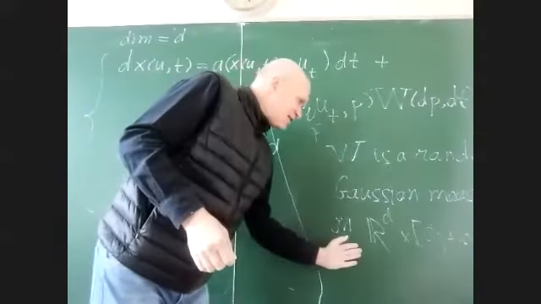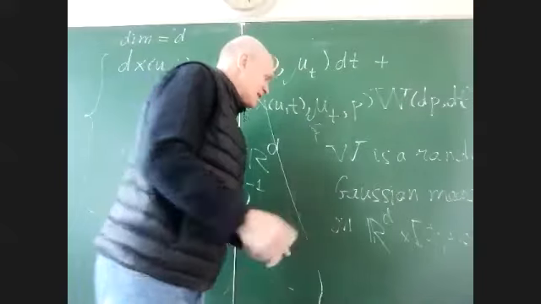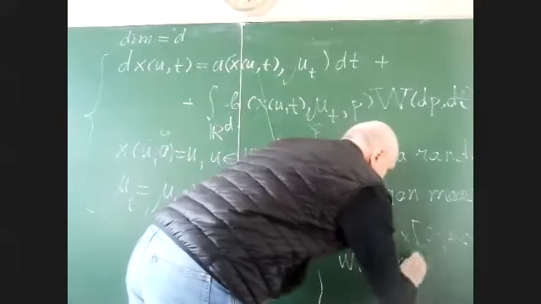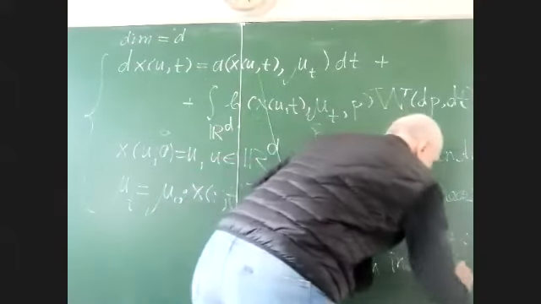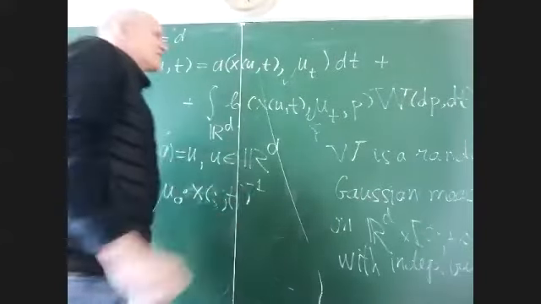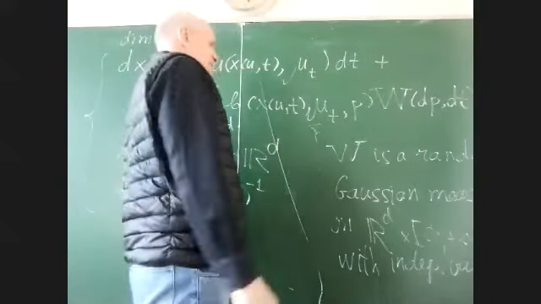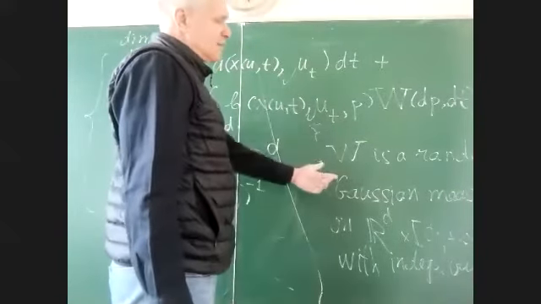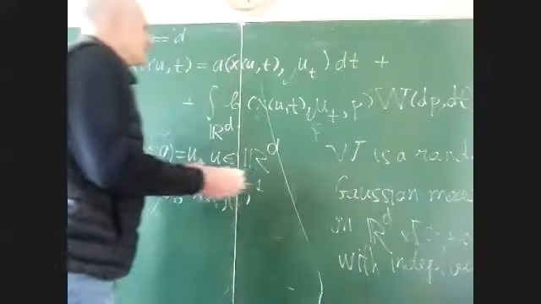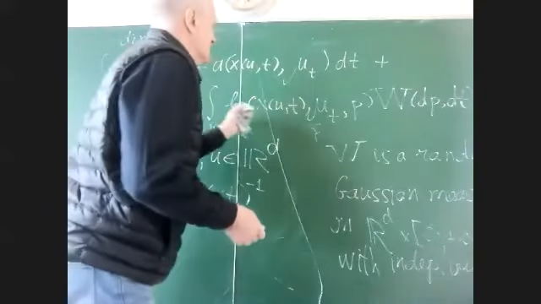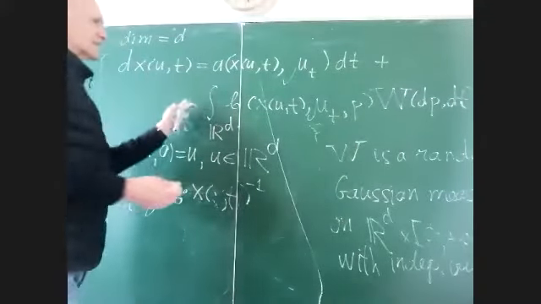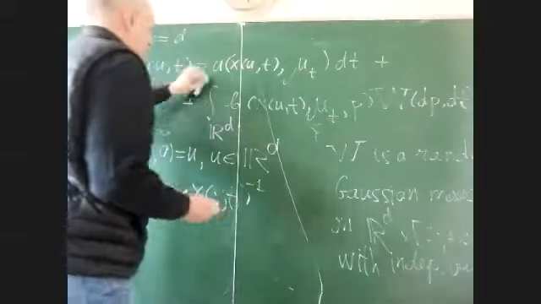And if this measure has independent values, it means that on the independent, non-intersected sets, it has independent values, and as usual, the structure measure is a Lebesgue measure. If it looks too complicated, one can substitute this stochastic term as follows.